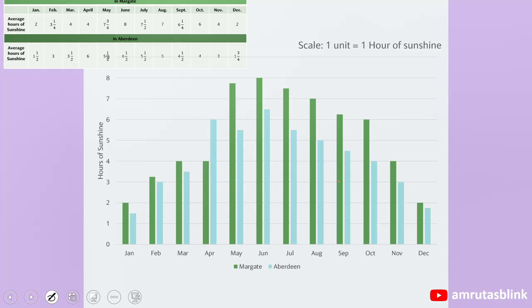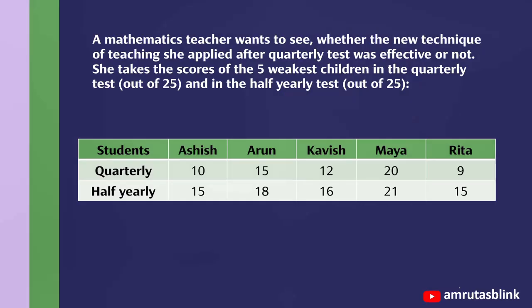So now we'll first of all place all the entries month-wise. So January for both the cities: January 2 and then 1 1/2, then February 3 1/4 and then 3, then for March 4, 3 1/2, for April 4 and 6, for May 7 3/4 and 5 1/2, and so on.